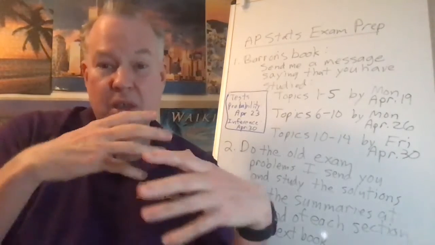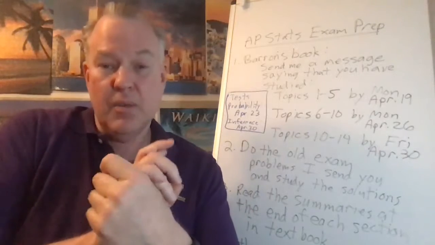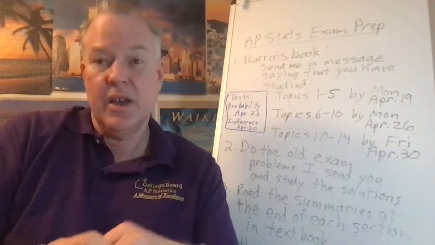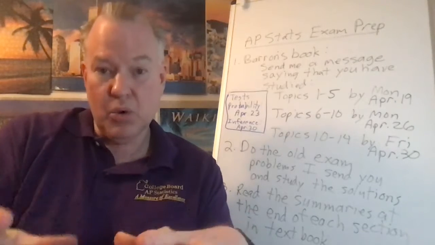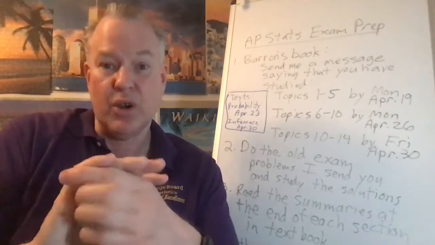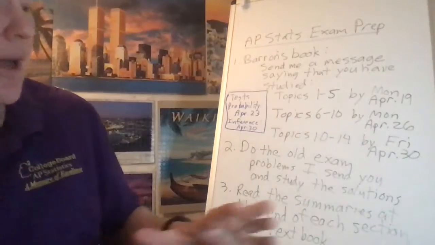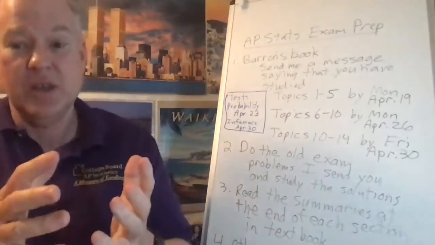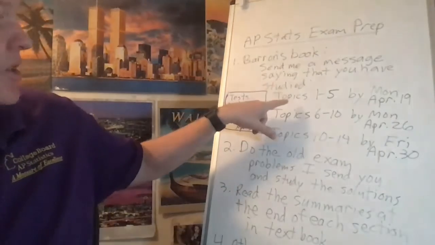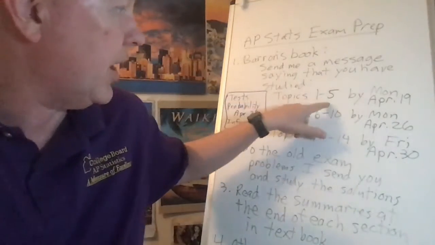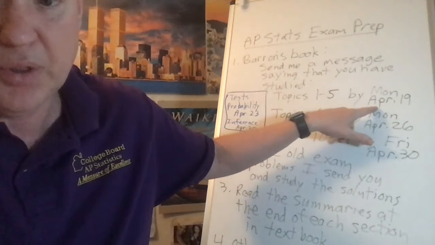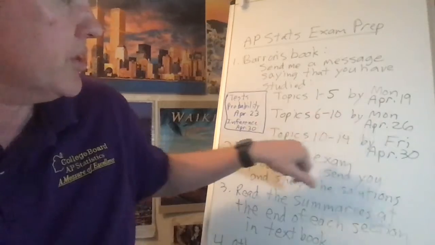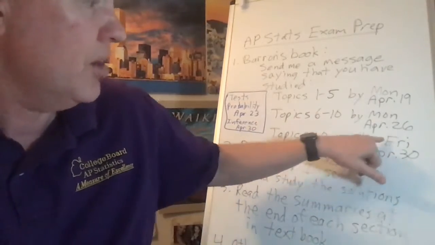So as far as how we're going to be getting our grades for the rest of April, in essence, we're going to be primarily working through our Barron's book, and so you'll be given classwork grades for the different topics in the Barron's book. I'm expecting you to send me a note saying that you have studied topics 1 through 5 by Monday, April the 19th, topics 6 through 10 by Monday, April the 26th, and topics 10 through 14 by Friday, April the 30th.